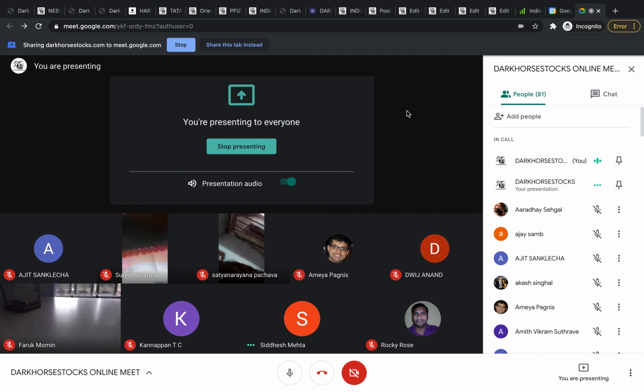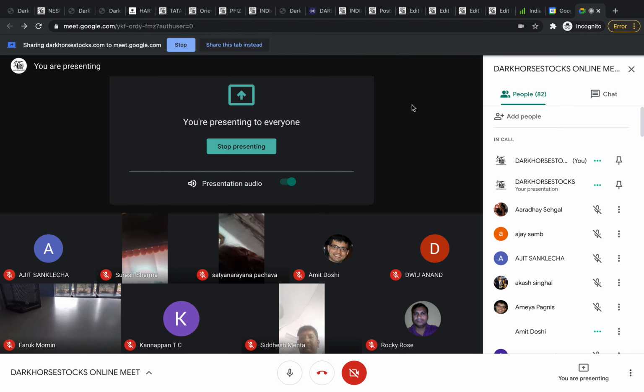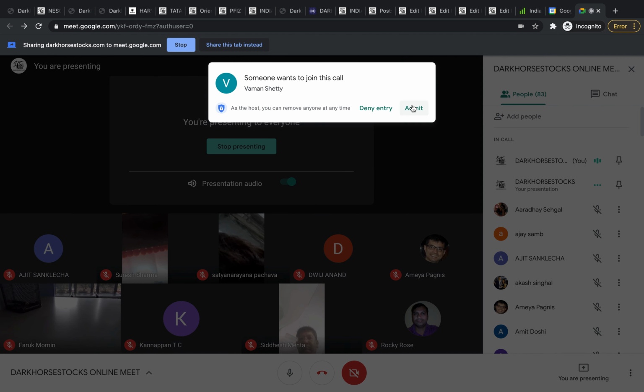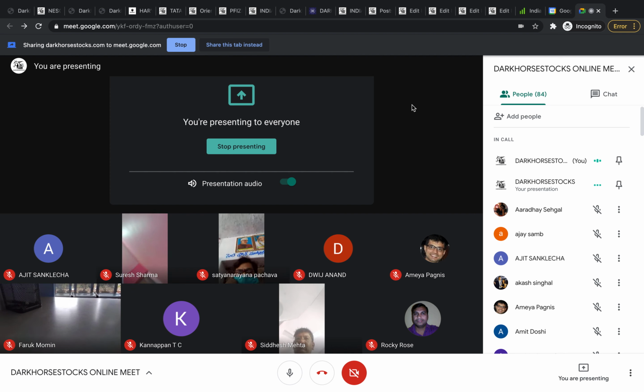Now starting with the session, we are going today to talk about the Darkhorestocks website. A lot of new users are joining the Darkhorestock website, but they are not sure how to find the companies that have already been suggested in the past, or how to find the new ideas that are good to explore at the current market prices. So basically we are going to start with the introduction to the Darkhorestock website.